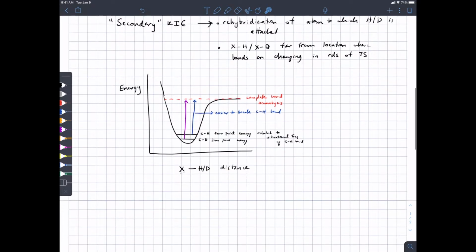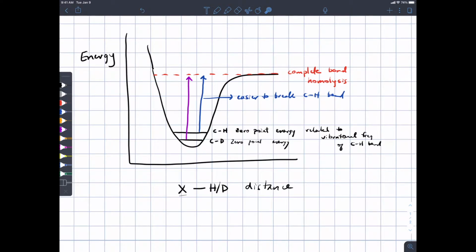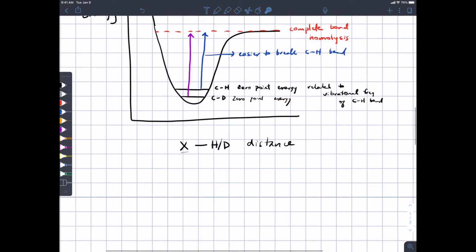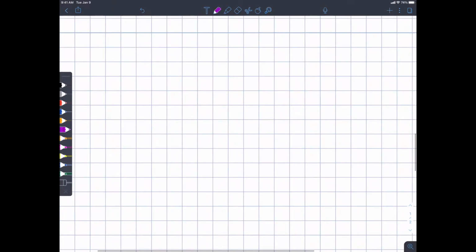Okay, so we had started our discussion last time talking about how carbon-hydrogen versus carbon-deuterium bonds have different zero-point energies, and we'll define what that is in just a second. But before we do that, I just want to give you a little bit of background.